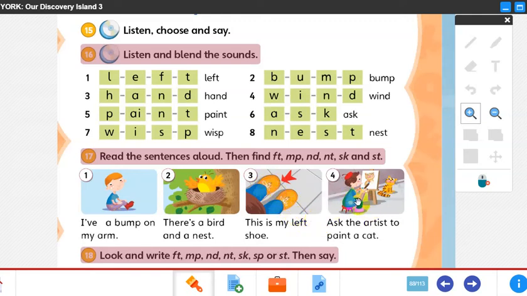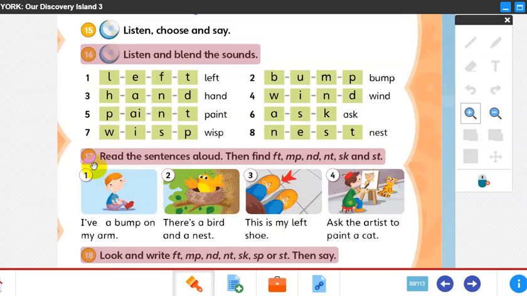If we go to the next picture, ask the artist to paint a cat. Here we can see the word ask, we have s and k, ask. And we have also the word paint, n and t. You know the word paint; we studied this word before. He's painting here a cat. So that's all for activity 16 and 17.